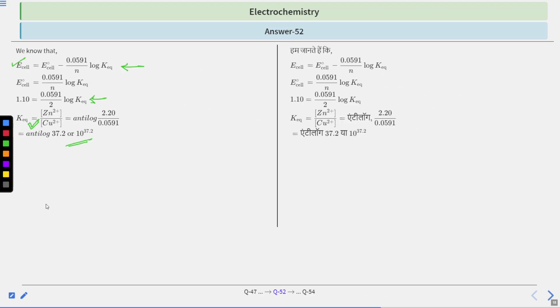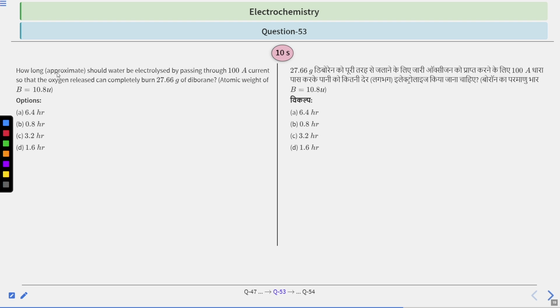Okay, let's move to the next question, question number 53. How long should water be electrolyzed by passing 100 ampere current so that the oxygen released can completely burn 27.66 gram of diborane? The atomic weight of boron is given, that is 10.8 unit. Options are 6.4 hour, 0.8 hour, 3.2 hour, or 1.6 hour. So you have 10 seconds to solve this question. After that, we will see the answer.